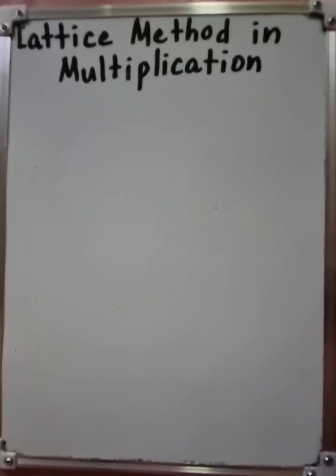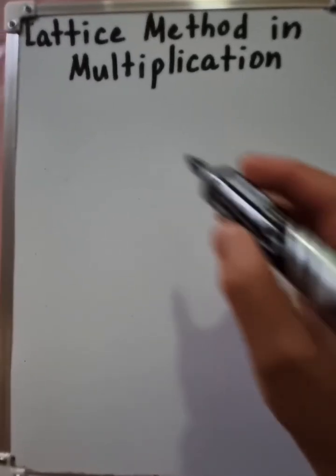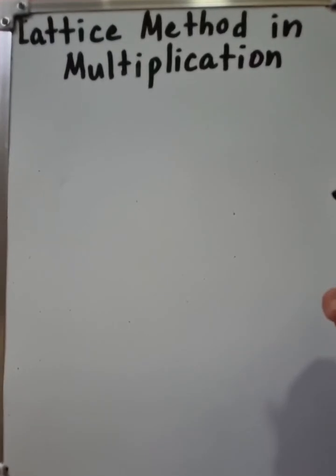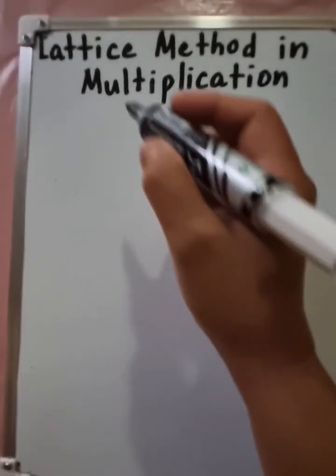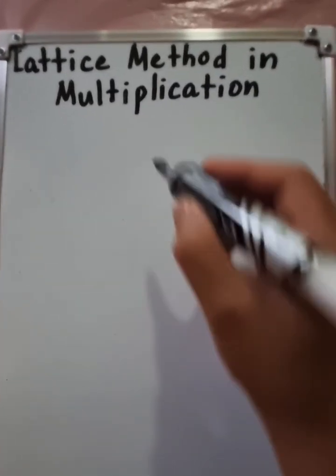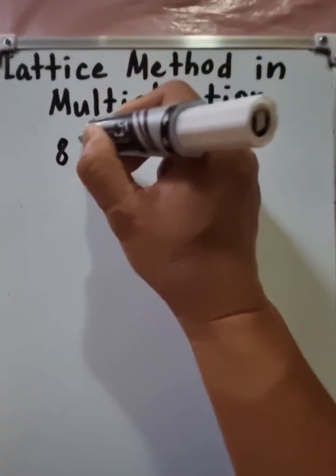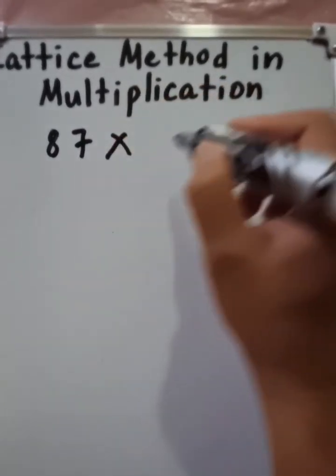Hello guys, our topic for today is all about the lattice method in multiplication. Let us take these numbers to be multiplied using the lattice method. So we have 87 times 43.